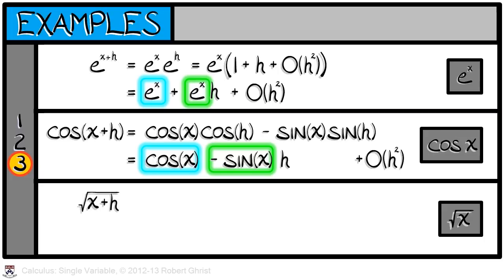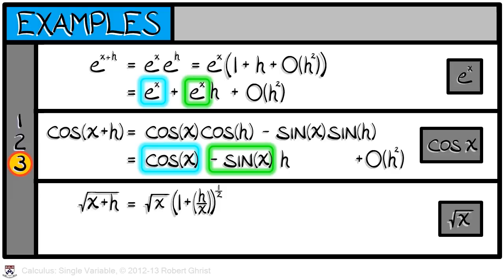For the square root, we have to simplify the square root of x plus h. How do we do that? Well, if we factor out a square root of x, what is left over is 1 plus h over x, all to the power 1/2, or the square root of it, if you like.